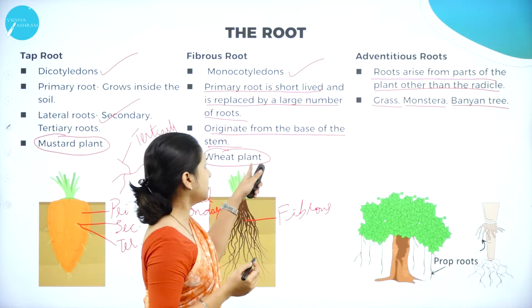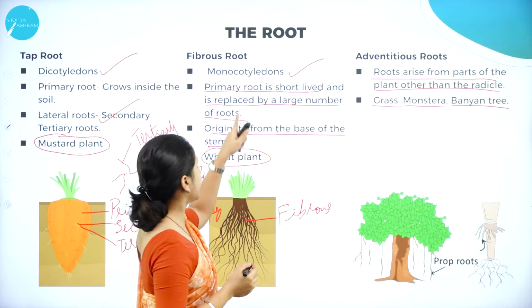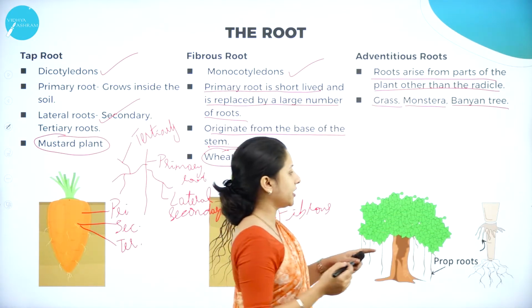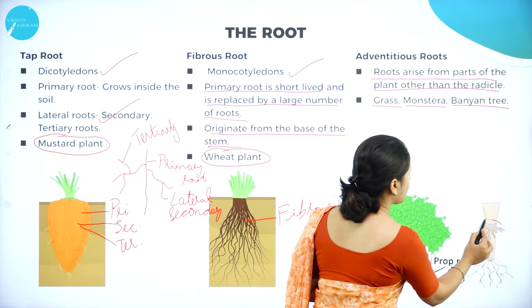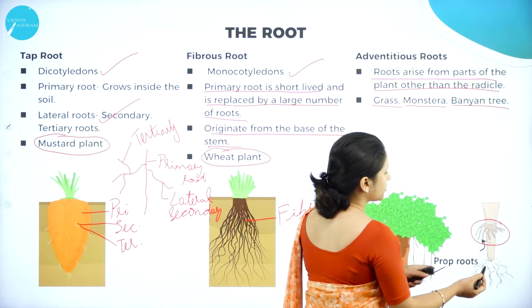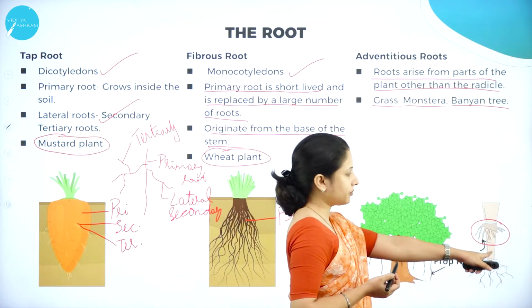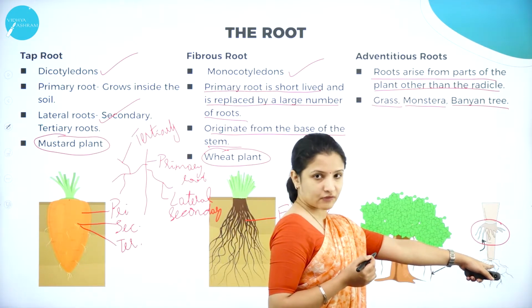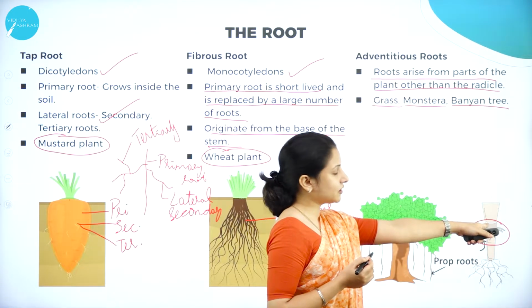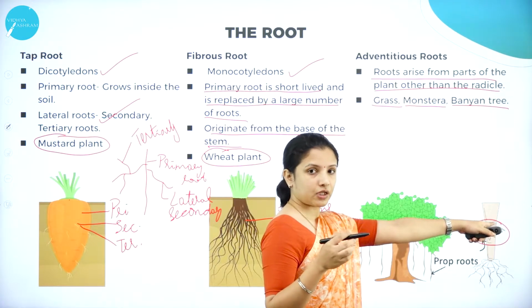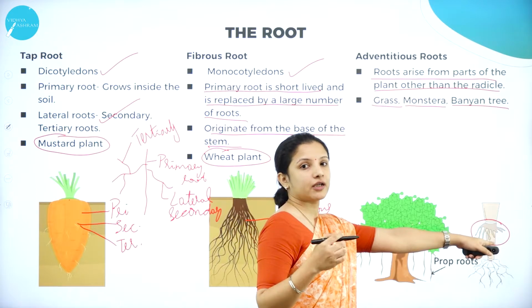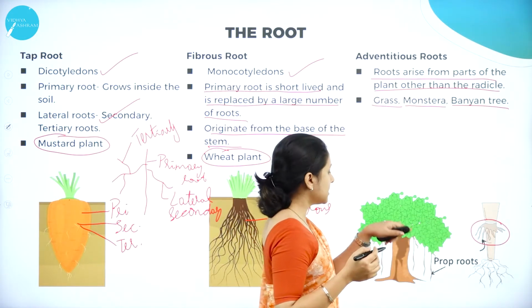I used one grass family, that is wheat, to explain fibrous root. Here also, among grasses, the best example is sugarcane. Sugarcane also has prop roots. So this is the prop root. This is the normal root of sugarcane, but other than arising from the base of the stem, this root is arising from the internode, in between, from the internode of the stem. So they are extra roots, or adventitious roots, or prop roots.